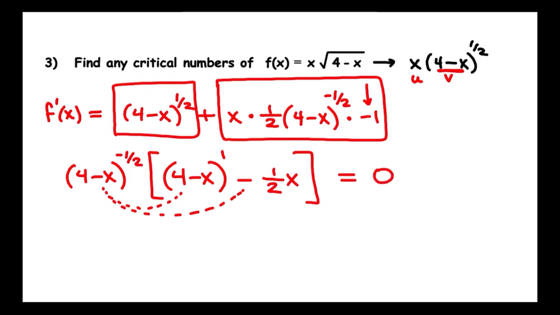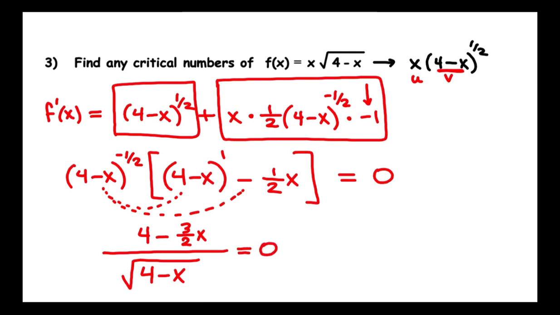Well, this looks really messed up. Let me simplify it a bit. I'll turn it into a fraction. The 4 minus x goes into the denominator, and it's a square root down there because of the half power. Up top, I have 4 minus 1x minus another half x. That's 4 minus 3/2 x, or 4 minus 1.5x. We're going to set that equal to 0.